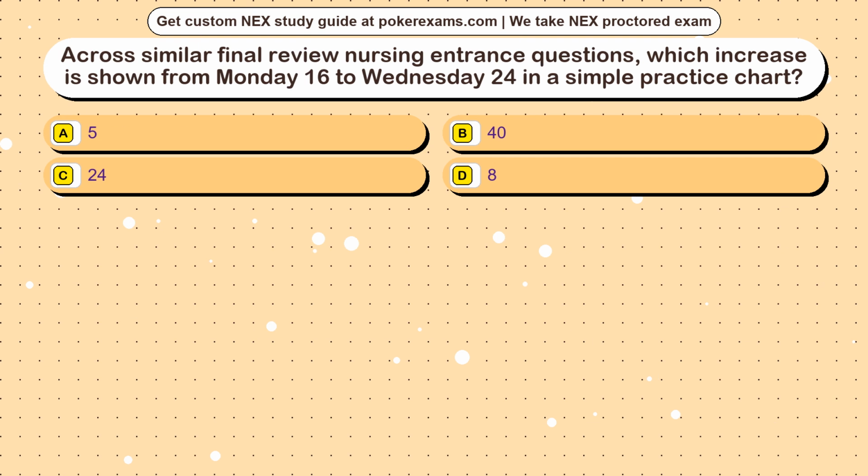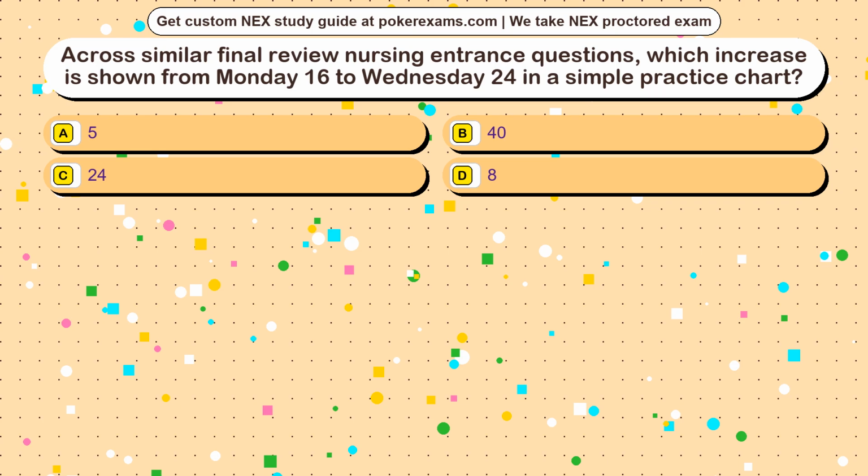Question 20. Across similar final review nursing entrance questions, which increase is shown from Monday 16 to Wednesday 24 in a simple practice chart? Option A, 5. Option B, 40. Option C, 24. Option D, 8.